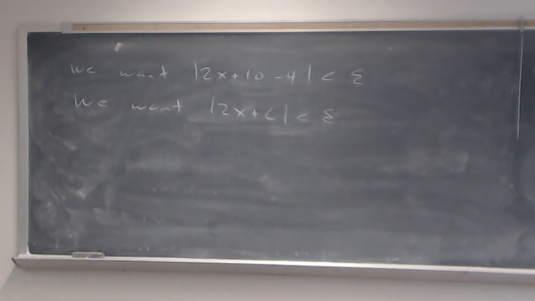The only thing I get to control is how close x is to minus 3. I get to control the absolute value of x plus 3. That's what I get to control. Okay?